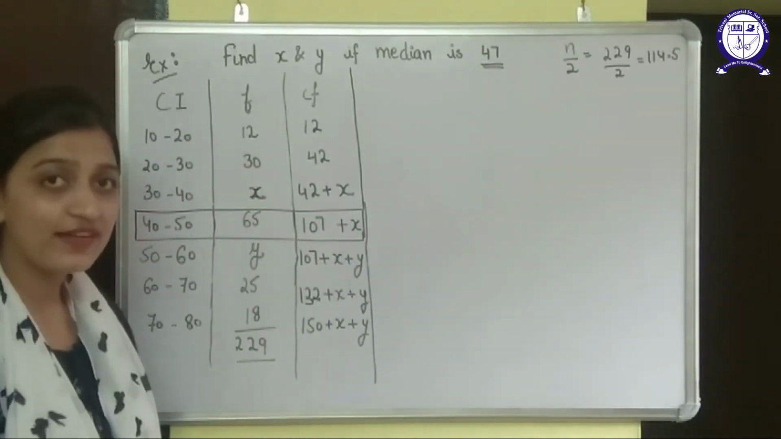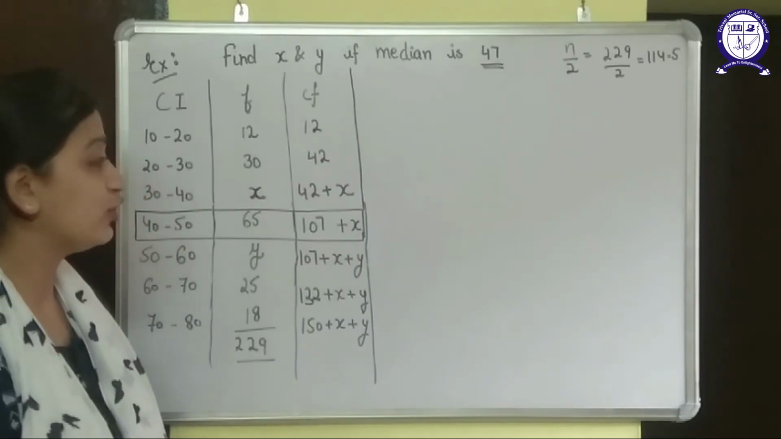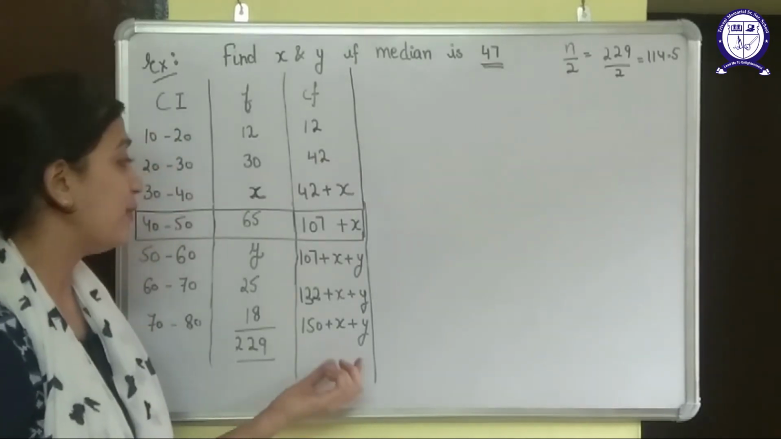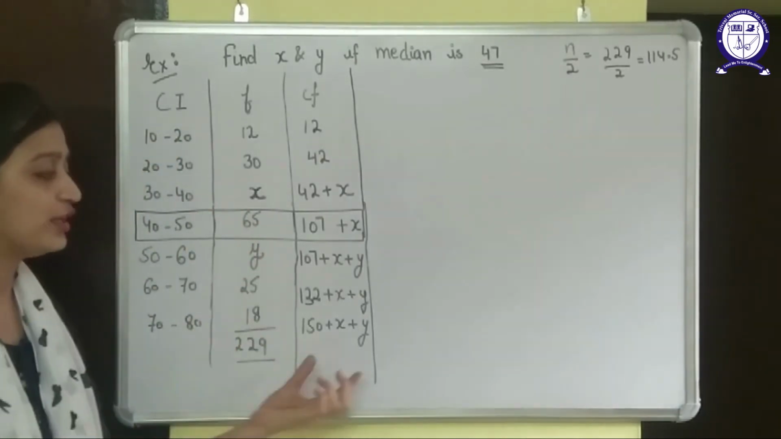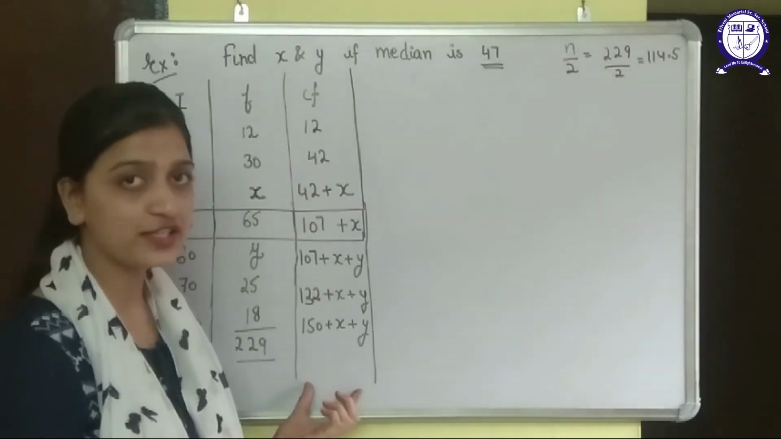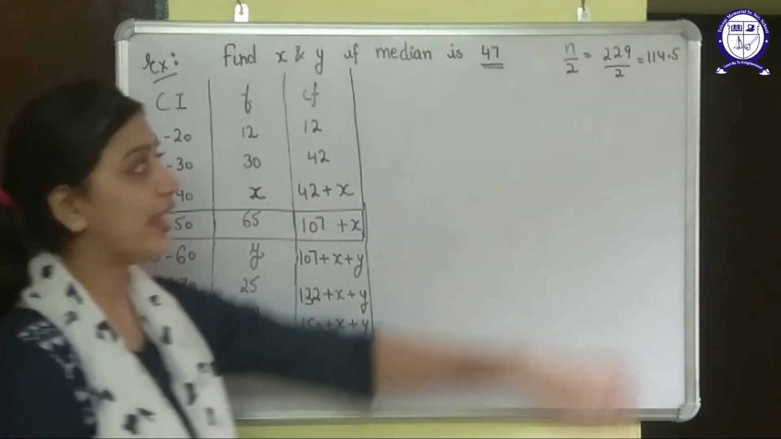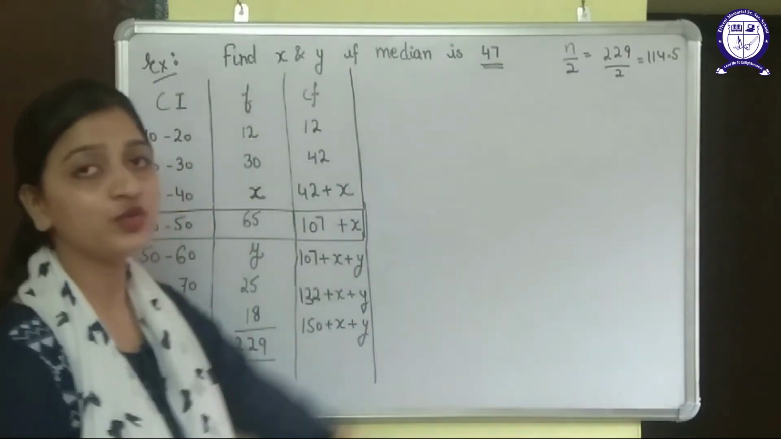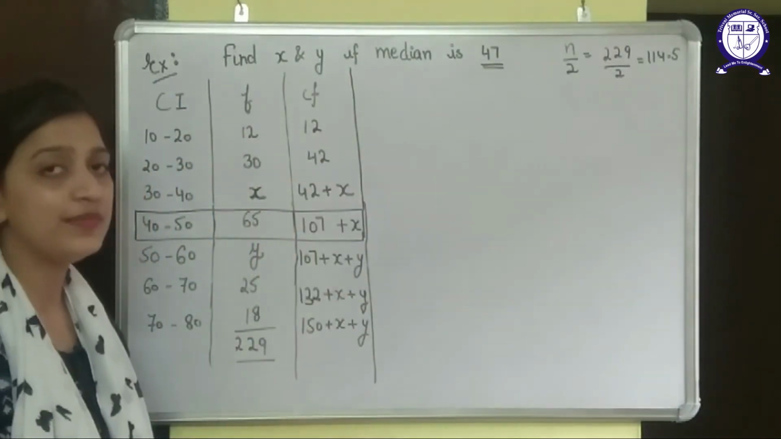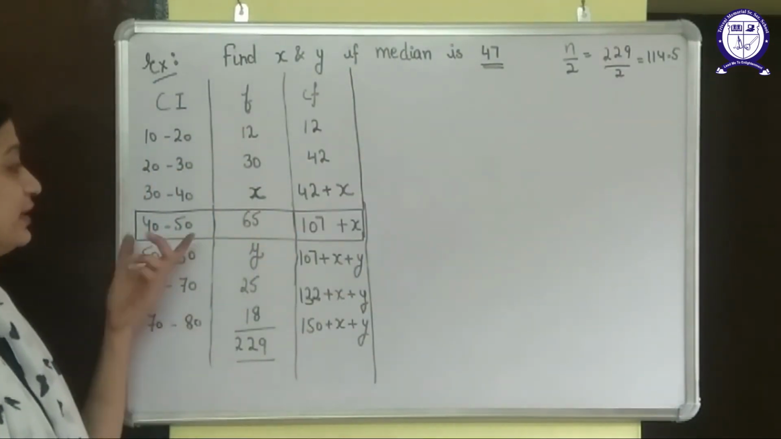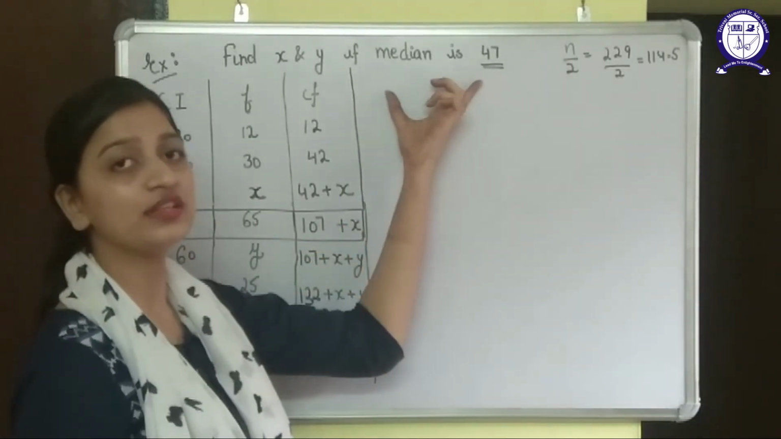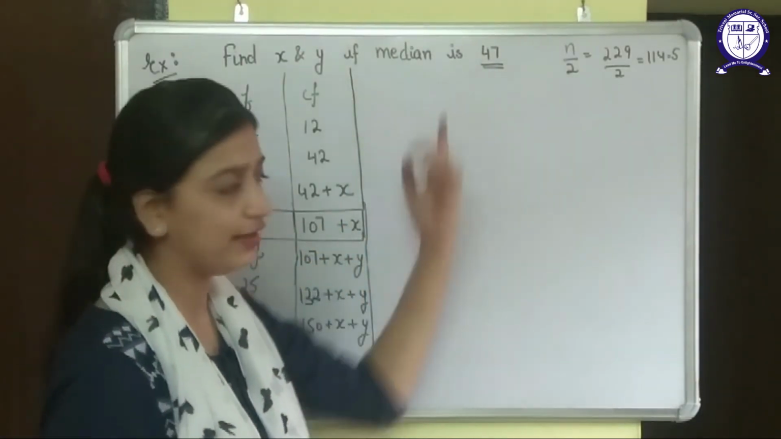Okay, so what have I done? First of all, I have found the cumulative frequencies because there were two variables, so it was in the form of algebraic expressions. Then I found n by 2, but n by 2 will not help me in finding the median class. I will find the median class with the help of the median which is already given.